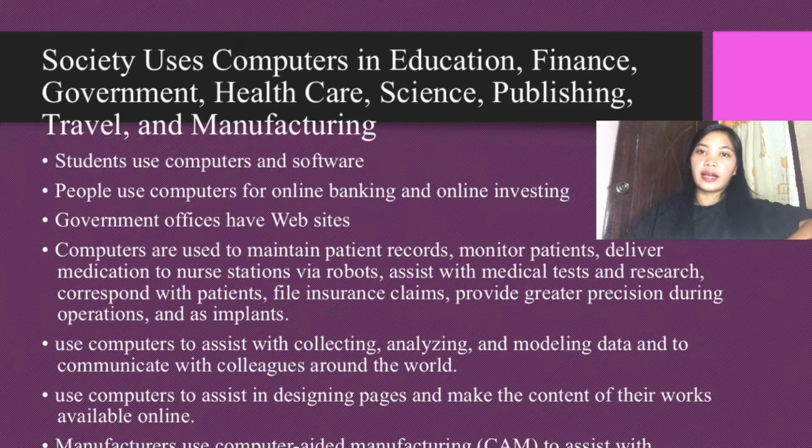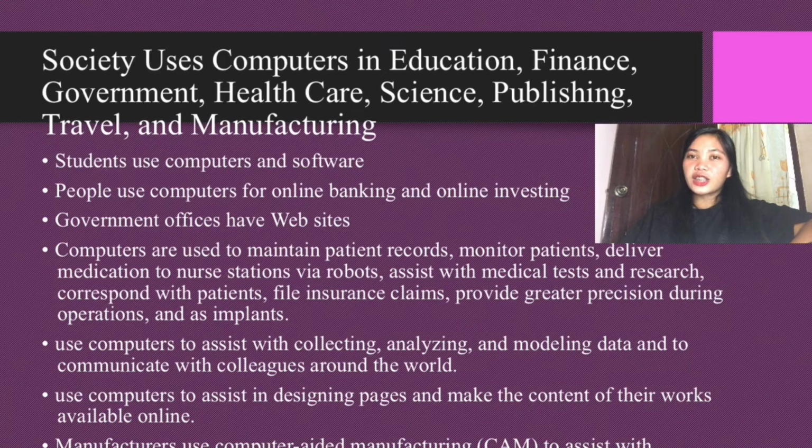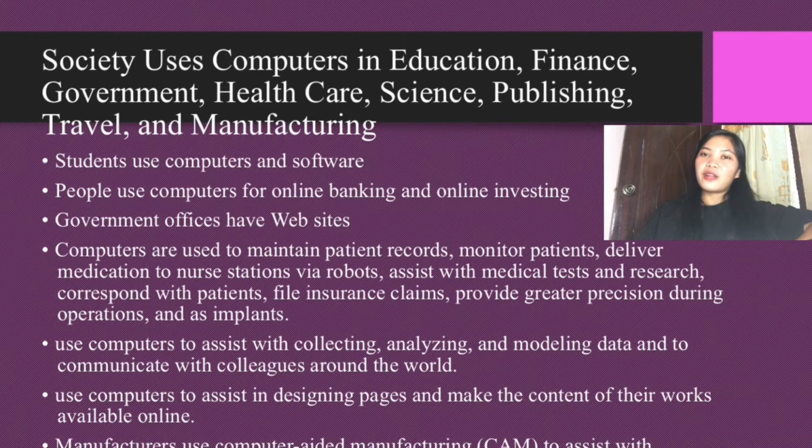All branches of science use computers to assist with collecting, analyzing, and modeling data and to communicate with colleagues around the world. Publishers use computers to assist in designing pages and make the content of their works available online. Many vehicles use some type of online navigation system to help people travel more quickly and safely. Manufacturers use computer-aided manufacturing or CAM to assist with manufacturing processes.